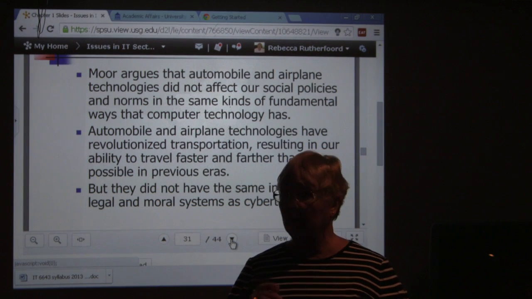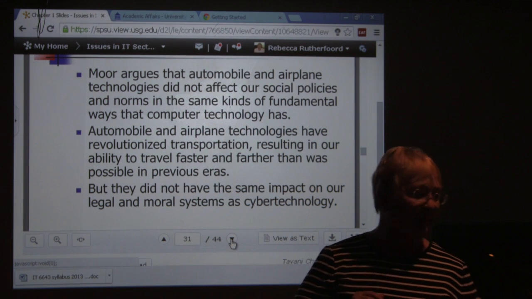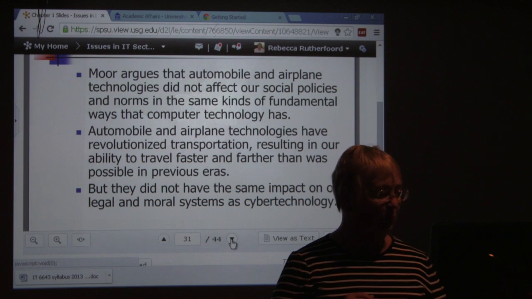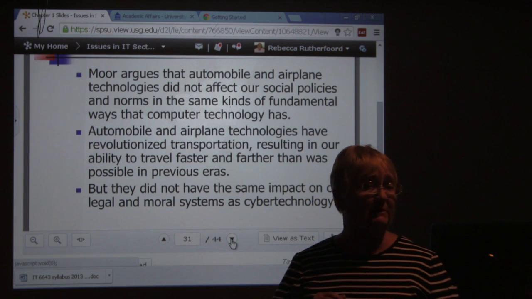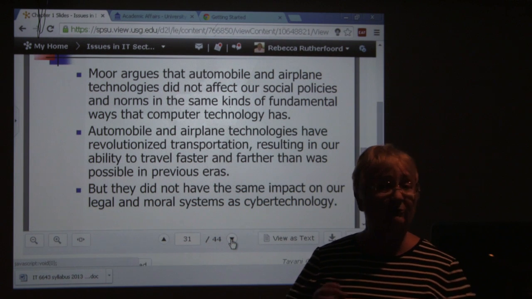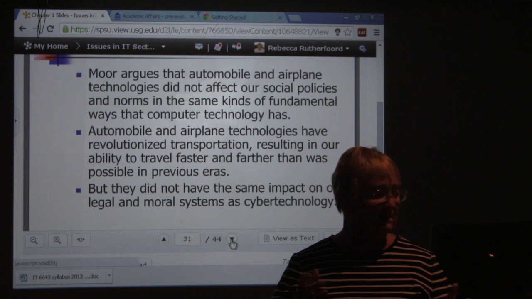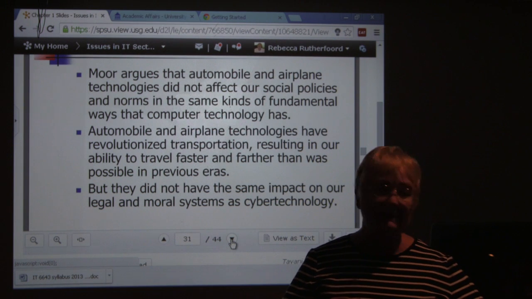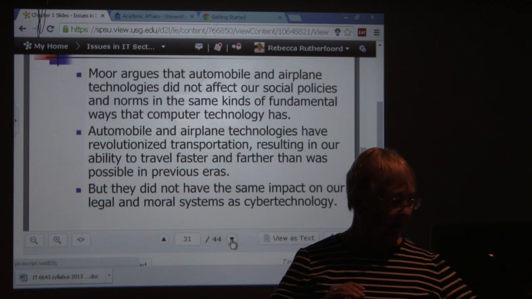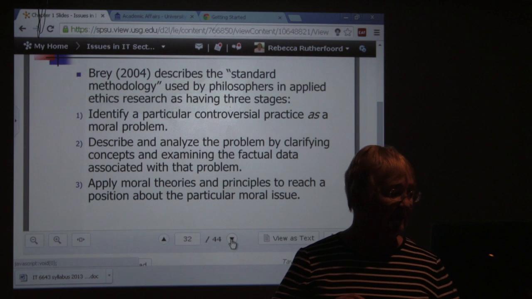Notice Moor, who has actually done a lot of work and research in this area, says automobile and airplane technologies didn't affect our social policies and norms in the same way that computer technologies have. Automobiles and planes have revolutionized transportation, so we can get places faster and easier, but they didn't have the same impact on our legal systems and even our moral systems as our computing technology, cyber technology, has.